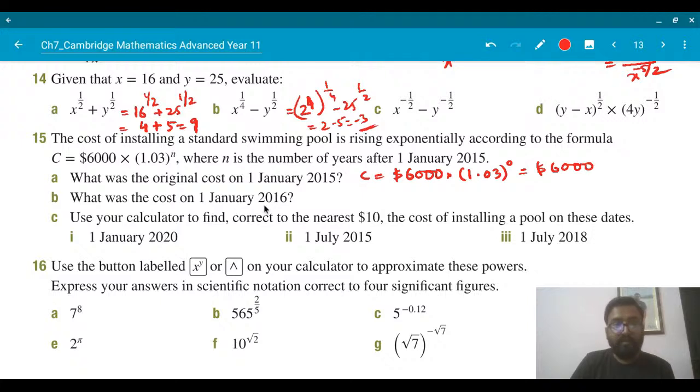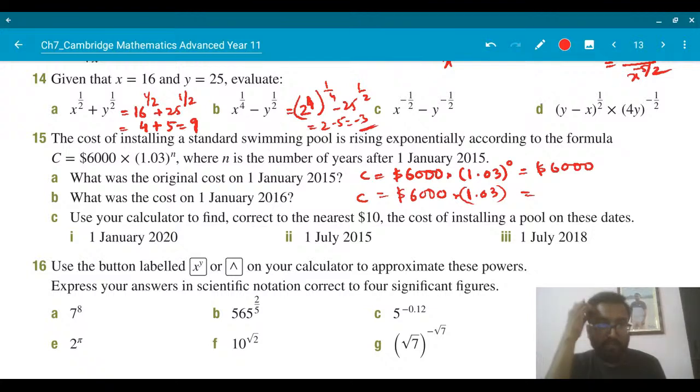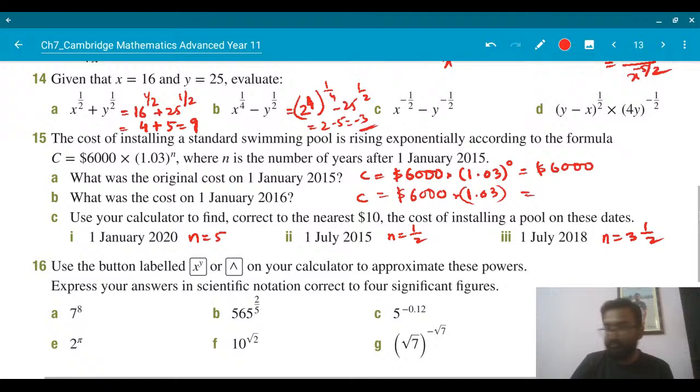Next is 1 year. After 1 year, n is equal to the number of years. A 1 year completion means C is equal to $6,000 into 1.03. So you have to multiply to get the answer. Use your calculator to find, correct to the nearest $10, the cost of installing the pool on these dates. So this is after 5 years. Okay. And this is half of the year, n is equal to 1 by 2. It is after 3.5 years, n is equal to 3 1 by 2. Is it clear?